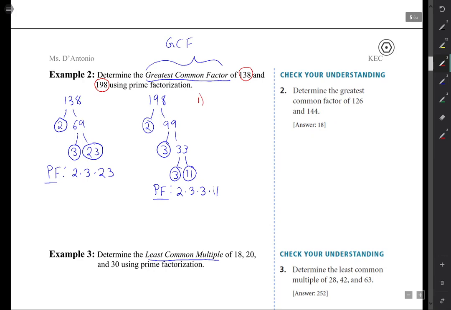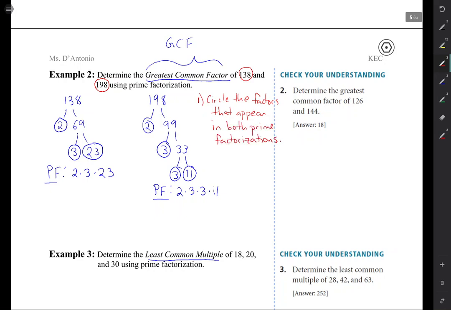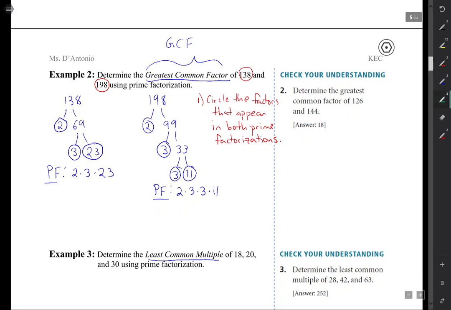The first step, after we get the prime factorizations, you want to circle the factors that appear in both prime factorizations. So in other words, we're looking for pairs of numbers in the prime factorizations. So let's look at these prime factorizations here. Both of them have a 2, so I'm going to circle the 2. Another pair we can get is 3. Both of them have a 3, so we're going to circle a pair of 3s.